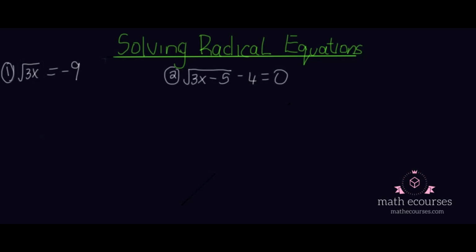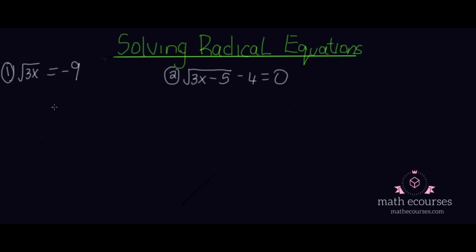We'll do a lesson on solving radical equations. I'm going to go ahead and work out a couple of examples. So the key here is to get rid of the radical so that you can get the variable out of the square root and then solve it.